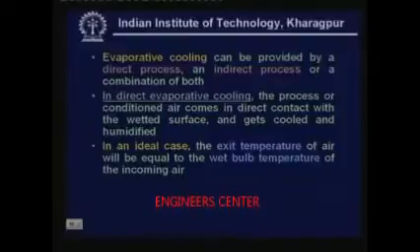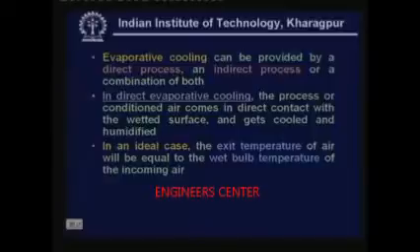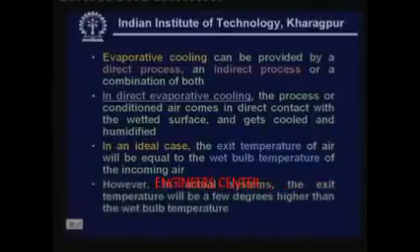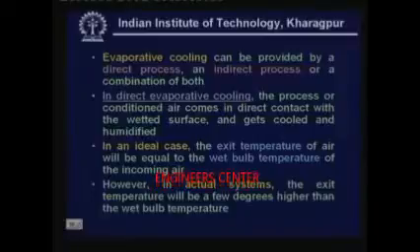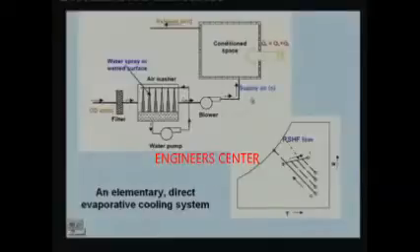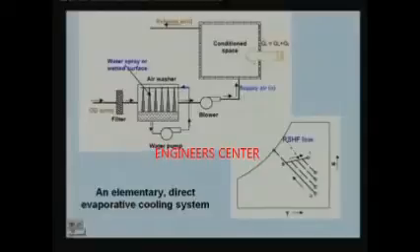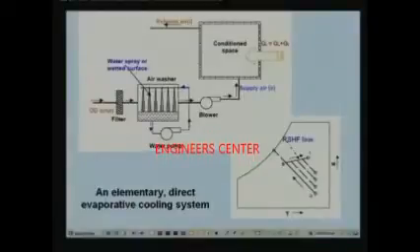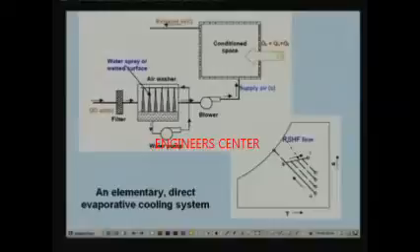In an ideal case, the exit temperature of air will be equal to the wet bulb temperature of the incoming air. I will explain what an ideal case is. However, in an actual system we find that the exit temperature will be a few degrees higher than the wet bulb temperature of the incoming air. So, let me show the schematic of a direct evaporative cooling system. Here you can see a simple, elementary direct evaporative cooling system. This is called a single stage system.